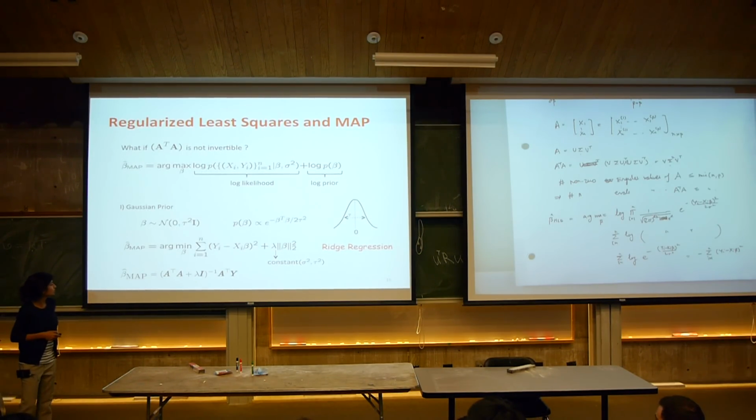All right. So that's the MAP estimate. Any questions on this? Yes? Sir, why does adding diagonal terms make it invertible? Why does adding diagonal terms make it invertible? What's an easy answer to that?